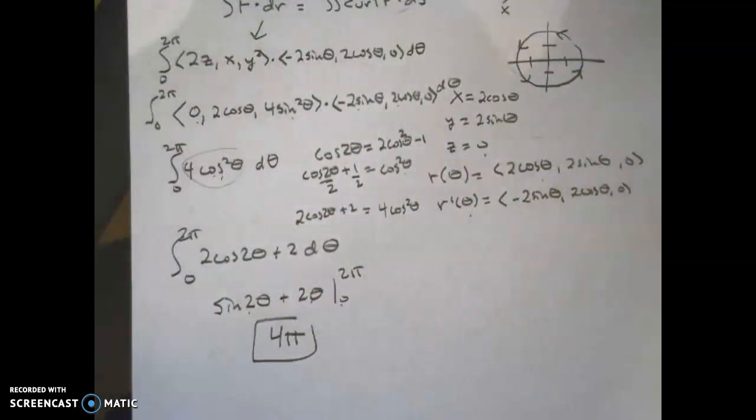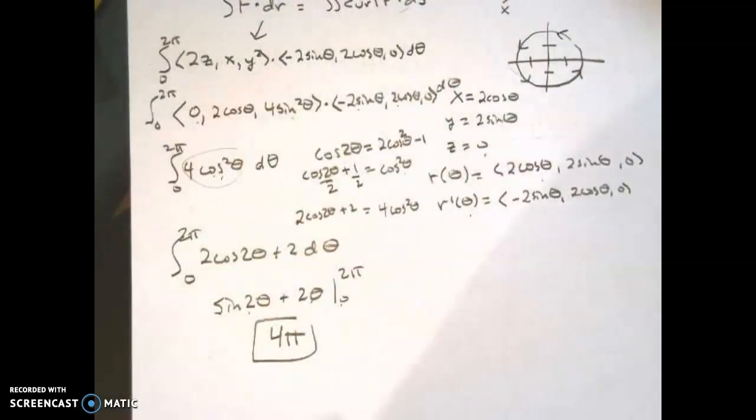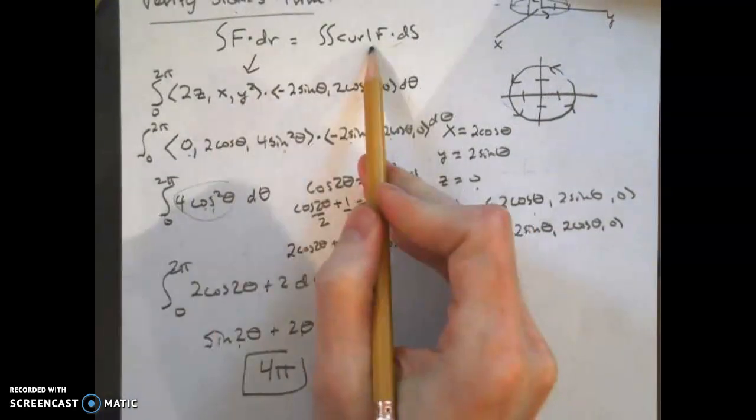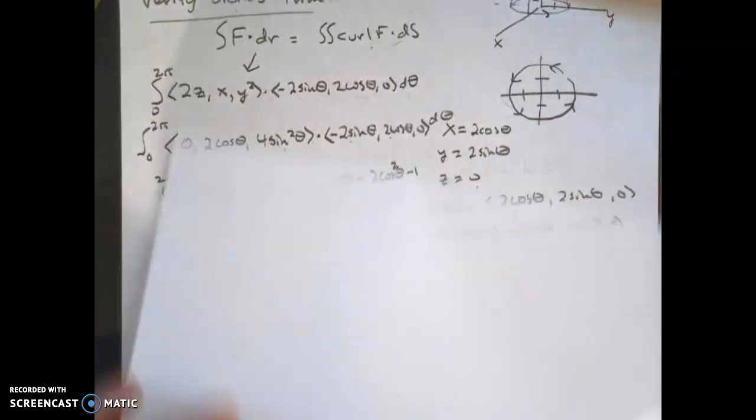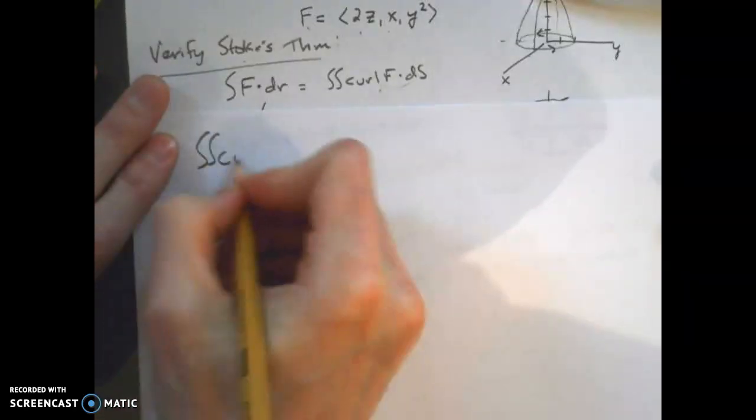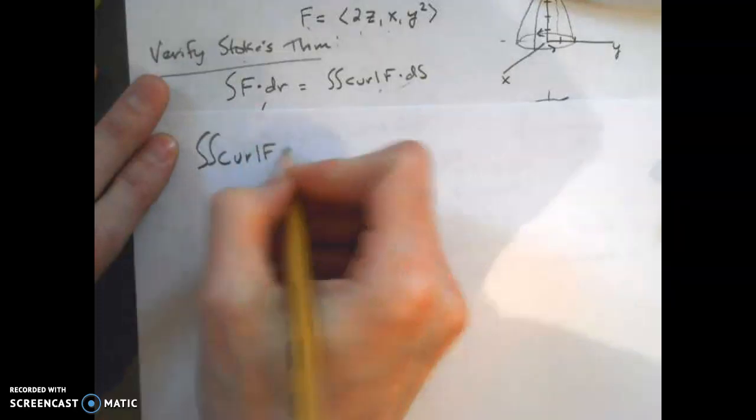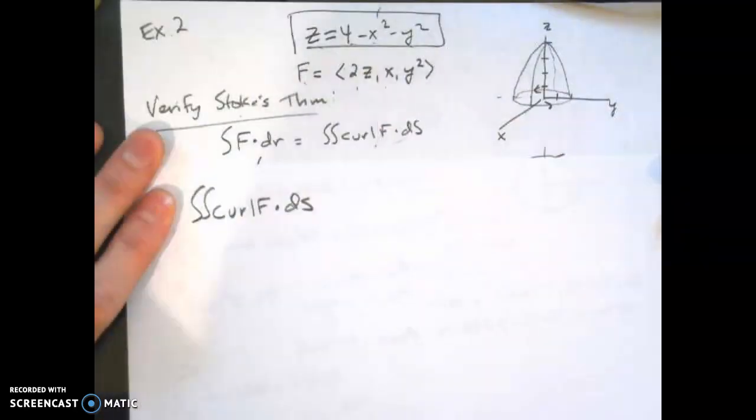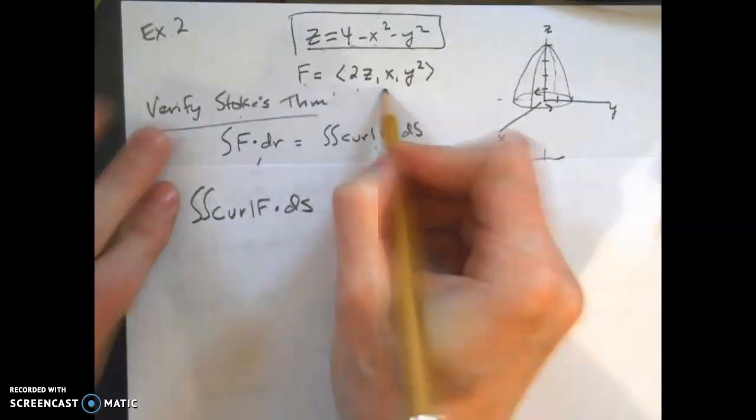Okay. So the other way that we want to do this problem, notice what we did here. We did the line integral. Now we're going to do the double integral of the curl of F dotted with dS over this surface where z equals 4 minus x squared minus y squared. Okay. And the vector field is this.